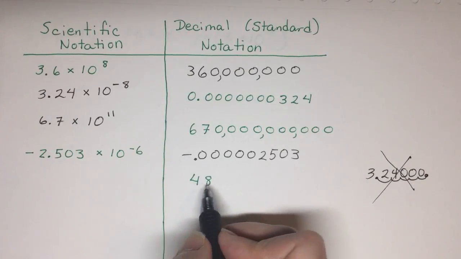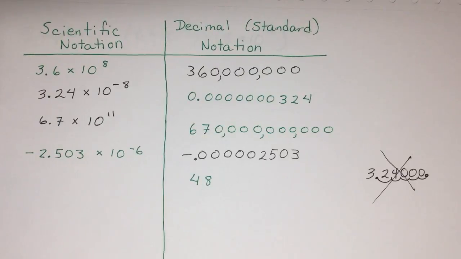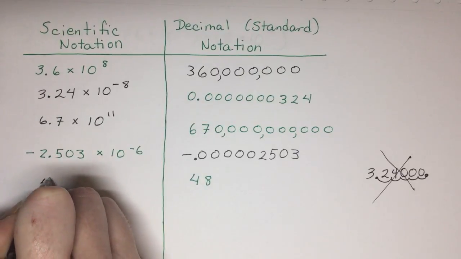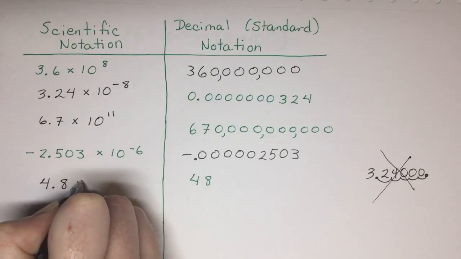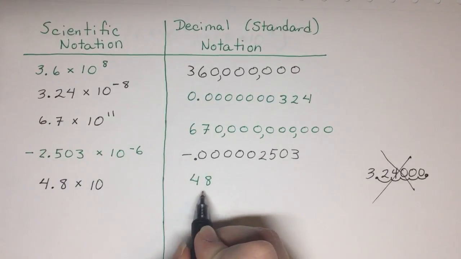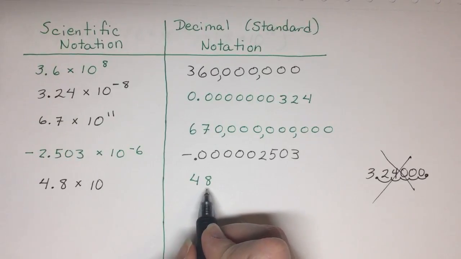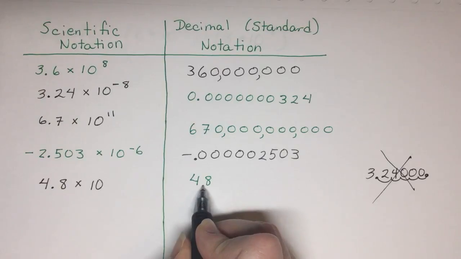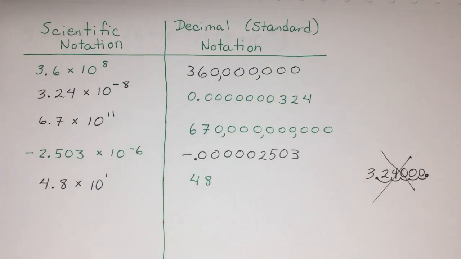48. Well, I can only have 1 non-zero digit in front of the decimal, so this will be 4.8 times a power of 10. Large or small number? Well, it's more than 1, so it's going to be a large number, and I'm going to move my decimal only 1 place. So times 10 to the first, or we might just say times 10.